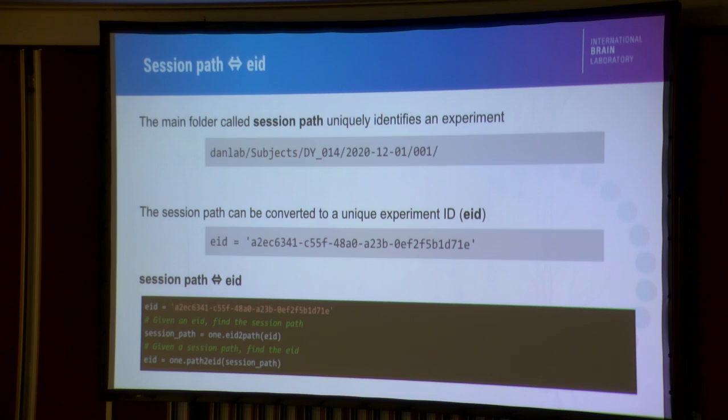So you'll find that you might often need to convert between a session path, so where your data is stored on disk, and this experiment ID. For that, we have two convenience functions that allow you to convert between the two. The first is eid2path, which converts an EID into a session path, and vice versa, path2eid, which converts a session path into an experiment ID.